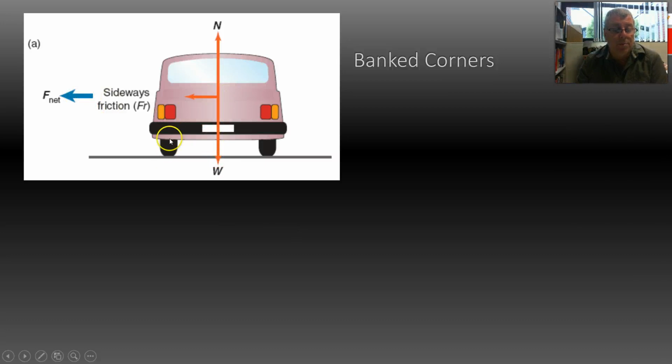And on a flat road, it's pretty straightforward. Here they haven't bothered drawing the individual weight forces and friction forces. They've condensed it down to a normal force, a weight force, and the centripetal force. And so this car would be going around a corner. Now, why do they bank corners?